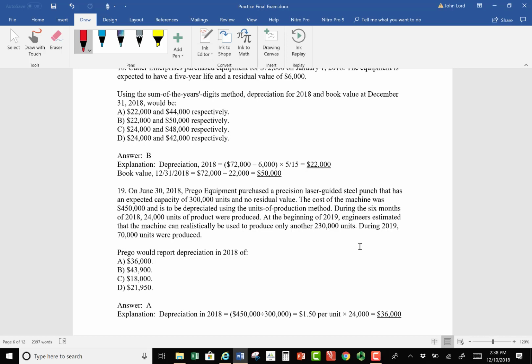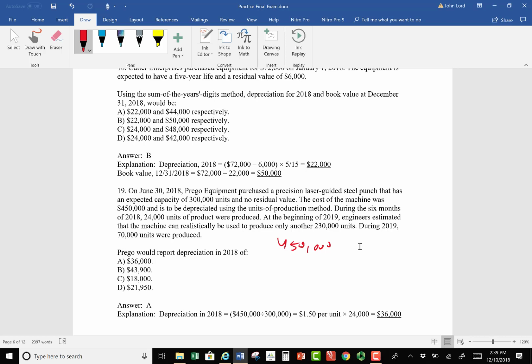Okay. Now, this next one is the what? Using units of production method. Okay. So again, you would take what? You would take the 450,000. You would subtract the salvage value, and the salvage value on this is what? No salvage value? Okay, good. So we don't have to worry about that. If there was salvage value, we'd subtract it, right?